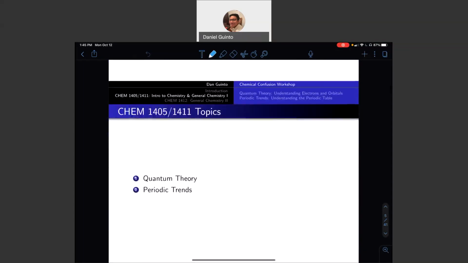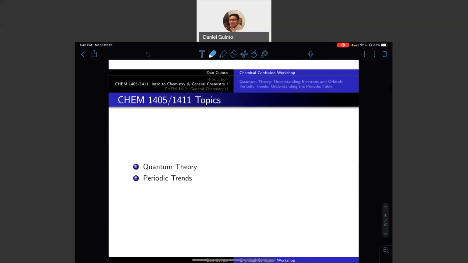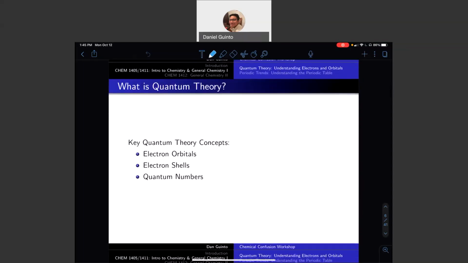So now moving on to the actual content of today's lecture. First, we're going to talk about 1405 and 1411 material. The first thing we're going to talk about is quantum theory. With quantum theory, there are three main topics we're going to cover today: electron orbitals, electron shells, and quantum numbers.